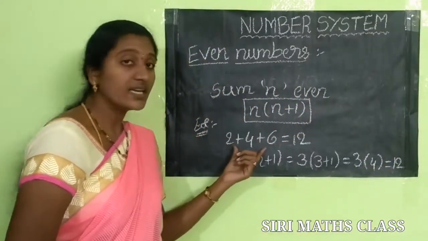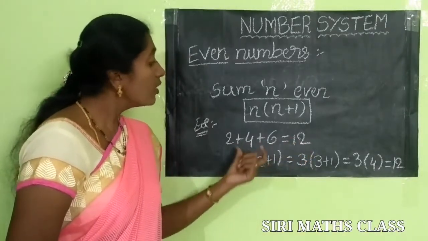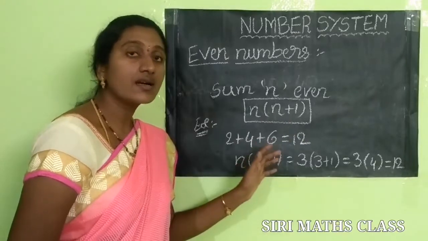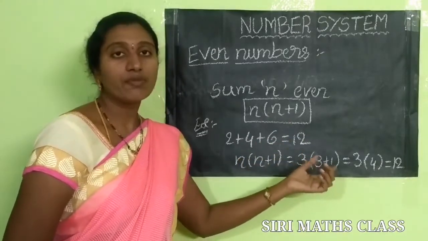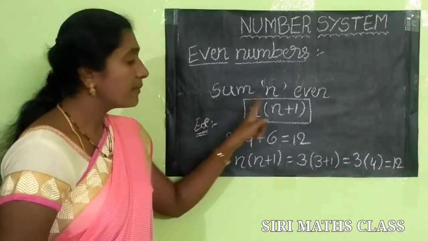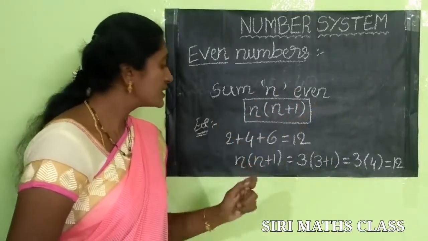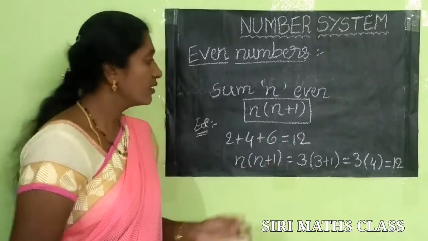Here we took only 3 numbers, that's why addition is very easy. But if we take more numbers, the formula is very helpful and makes it very easy to find the answer. The sum of first n even numbers is n into n plus 1.